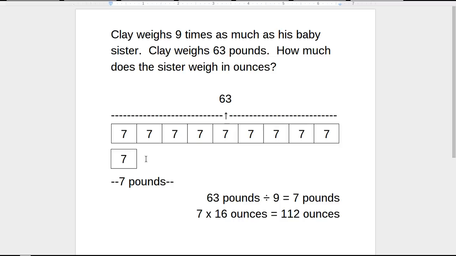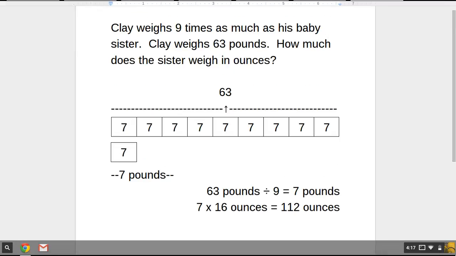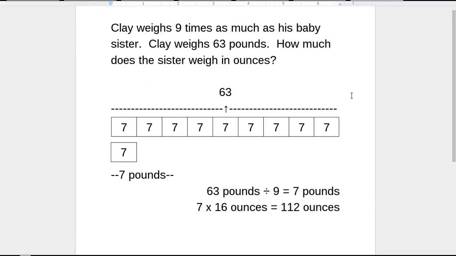If I didn't have the conversion chart handy, I could multiply it. I know that each pound is 16 ounces. So 16 times 7, the 7 pounds the little sister weighs, equals 112 ounces. So you can see where your conversion chart comes in handy to solve a problem like this. So that's our math problem.